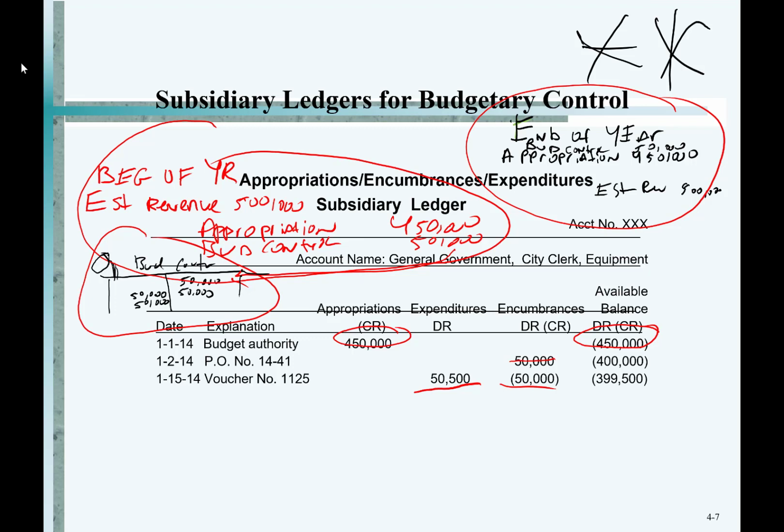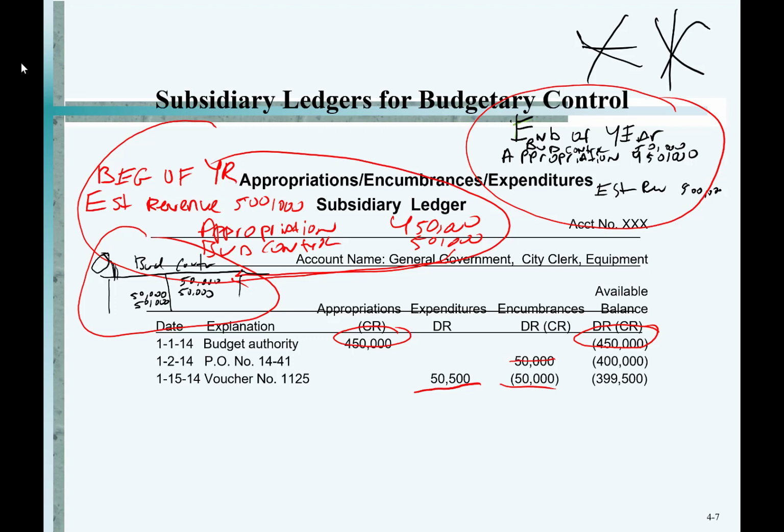Debit, credit, and if we have a surplus, credit budgetary control, right? Okay, good. What's the journal entry to order goods? Debit encumbrances, credit budgetary control. Good. What is the journal entry when the goods come in?